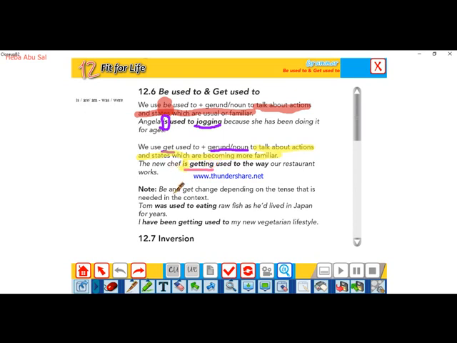Okay, let's see the note that we have here. Now we have be and get change. Yes, thank you very much. Be and get change depending on the tense that is needed in the context.